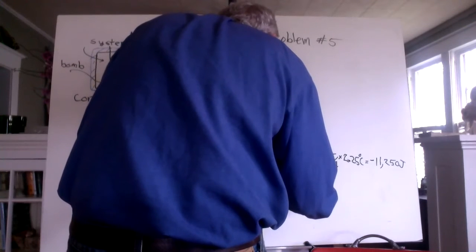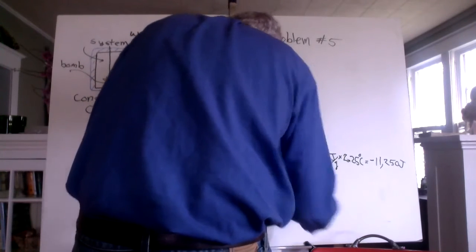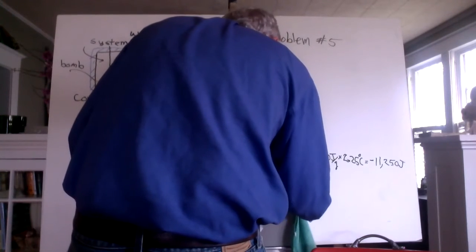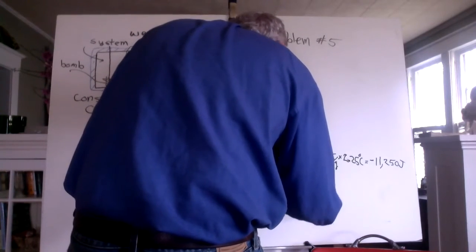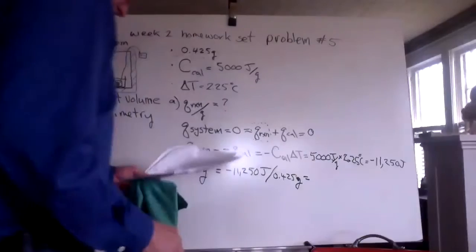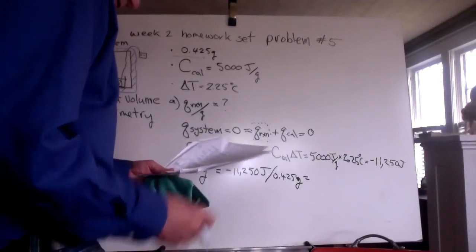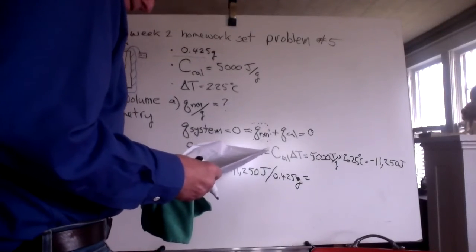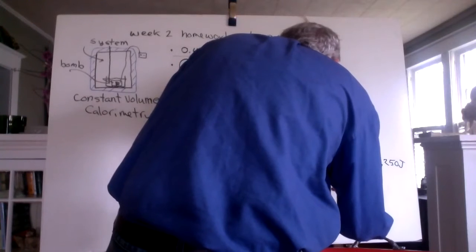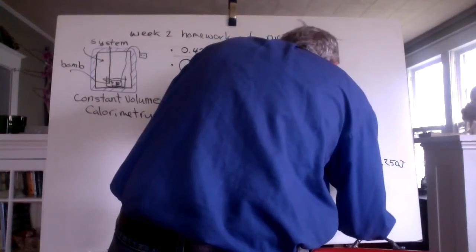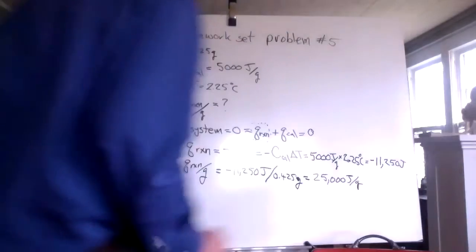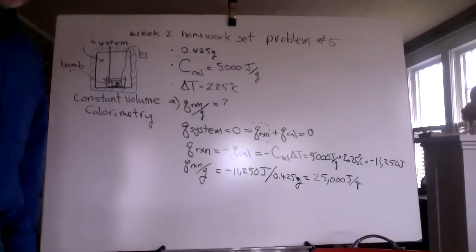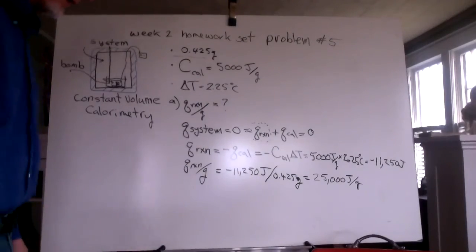0.425 grams. And what do we get? We get 25,000 joules per gram. Okay. And that is part A.